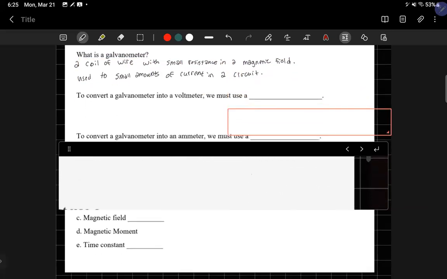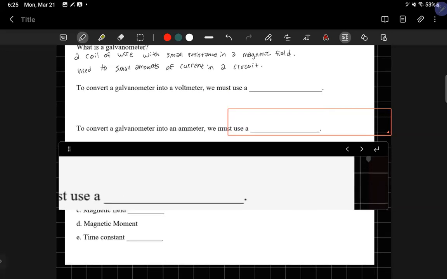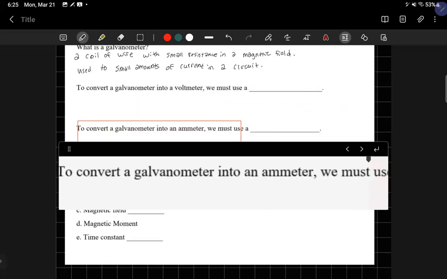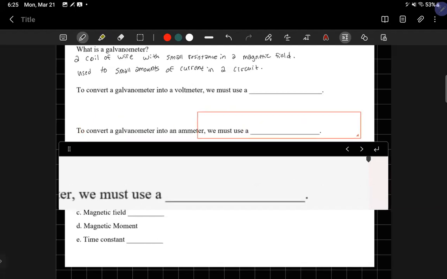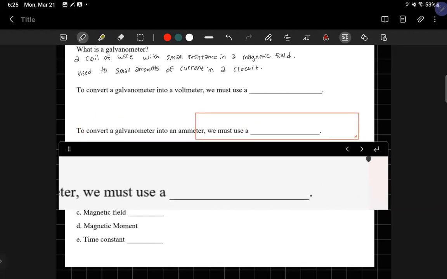And then the next 2 parts just ask how to use a galvanometer as a voltmeter. How do you convert a galvanometer to a voltmeter, and then how to convert a galvanometer to an ammeter. So I'm going to do this a little bit backwards in how I presented them. So to go from a galvanometer to an ammeter, a small resistance is placed parallel with the coil.